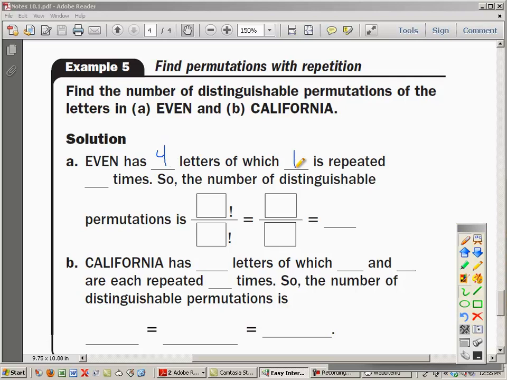All right, one of the letters, the letter E, is repeated 2 times. So we can have E-V-E-N, or I can flop these two and still make it E-V-E-N, and those would not be distinguishable repetitions, right? We wouldn't be able to distinguish between whether this E was first or this E was third. That wouldn't be a very distinguishable combination.